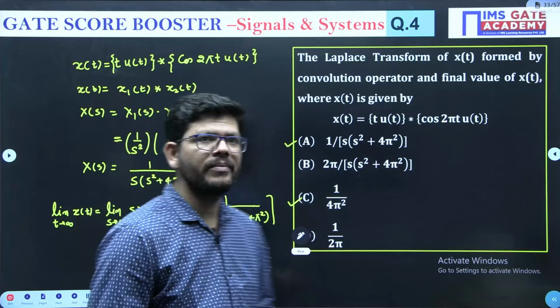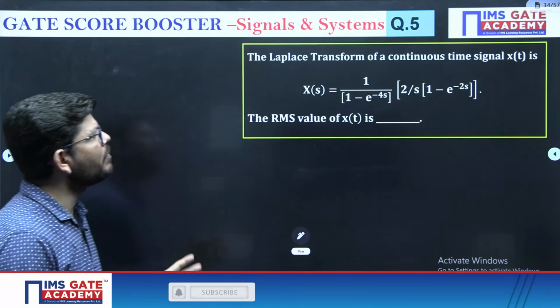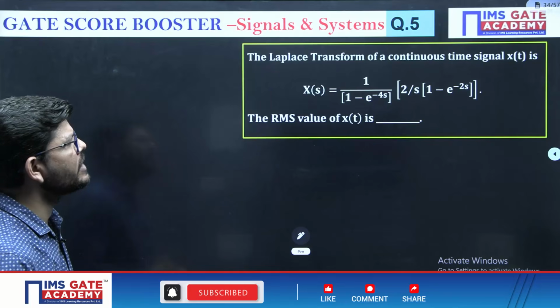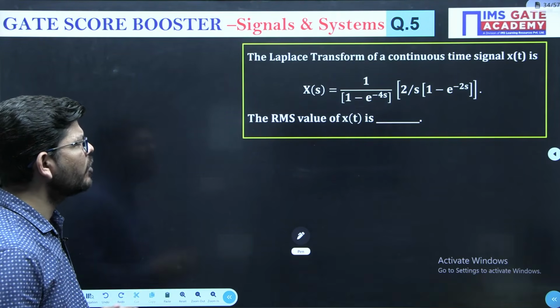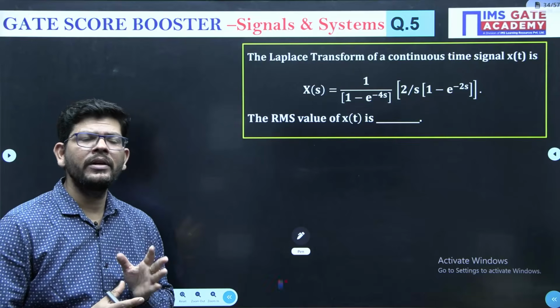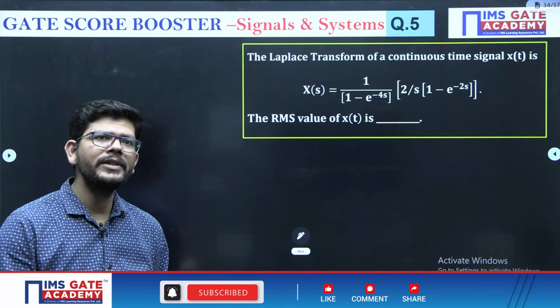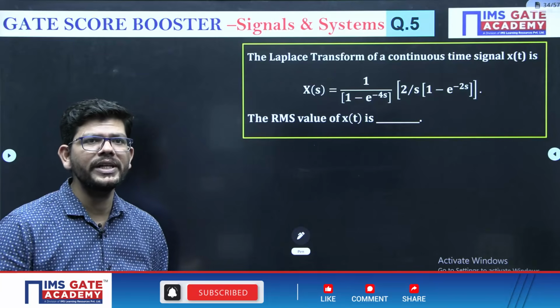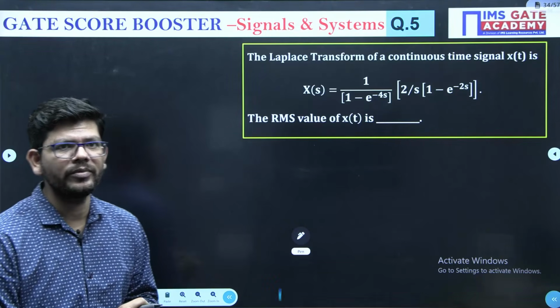Now see question number 5. So this is question number 5. The Laplace transform of a continuous time signal is given by X(s), which is like this. What is going to be the RMS value? They have given the Laplace transform. You have to tell the RMS value. RMS value can be calculated for a periodic signal. So you need to get the signal and then you have to calculate the RMS value of that.